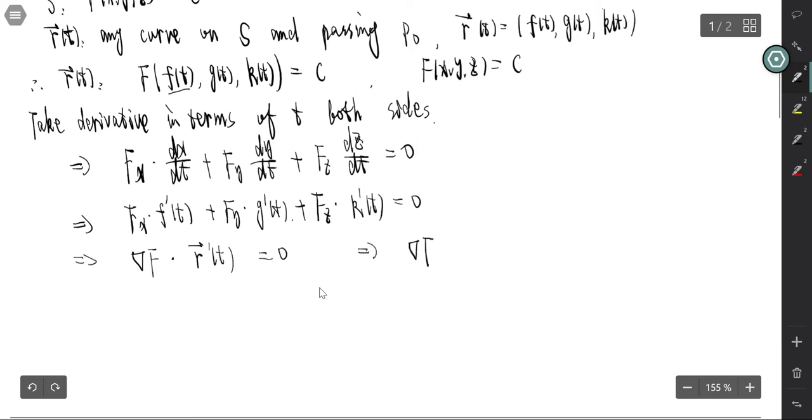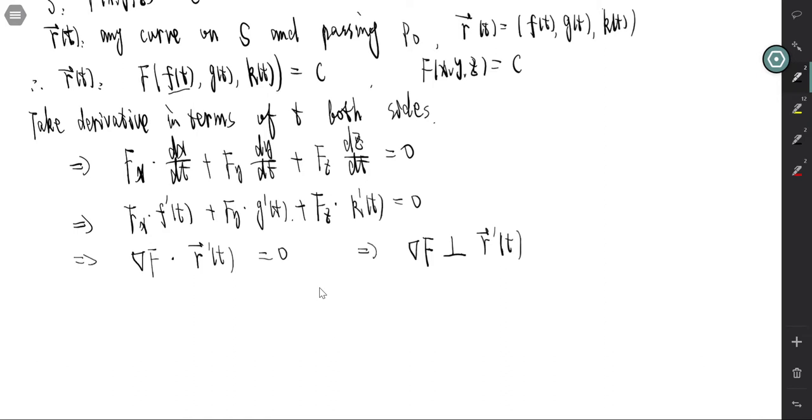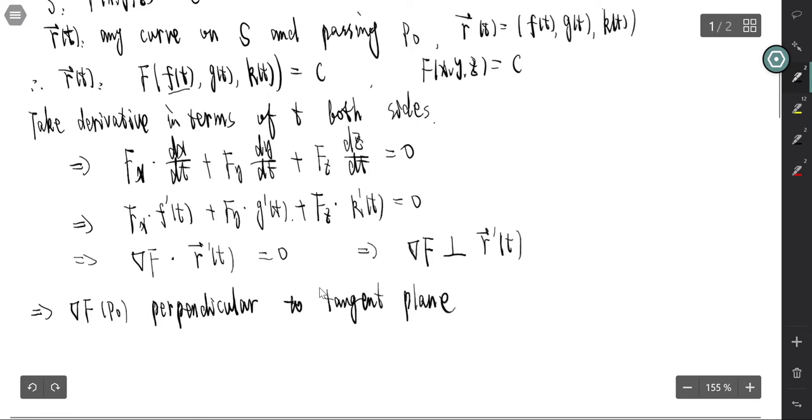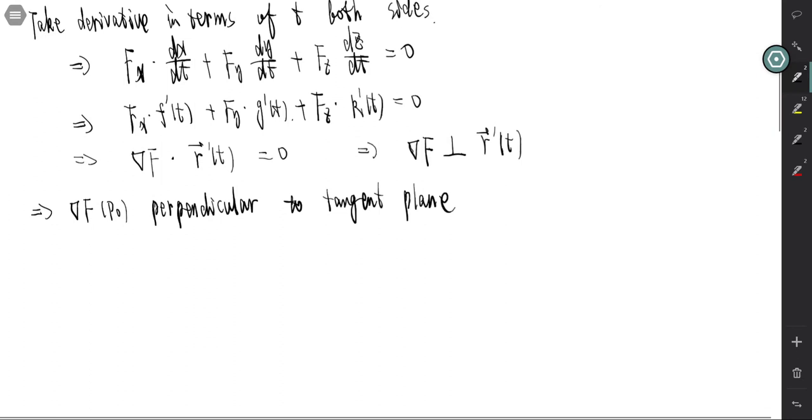That means the gradient of f is always perpendicular to r prime(t), because r(t) is any curve passing through this point. So r prime(t), for any tangent vector at this point, is perpendicular to the gradient. This means that the gradient of f at this point is perpendicular to the tangent plane. So we got the equation of tangent plane.